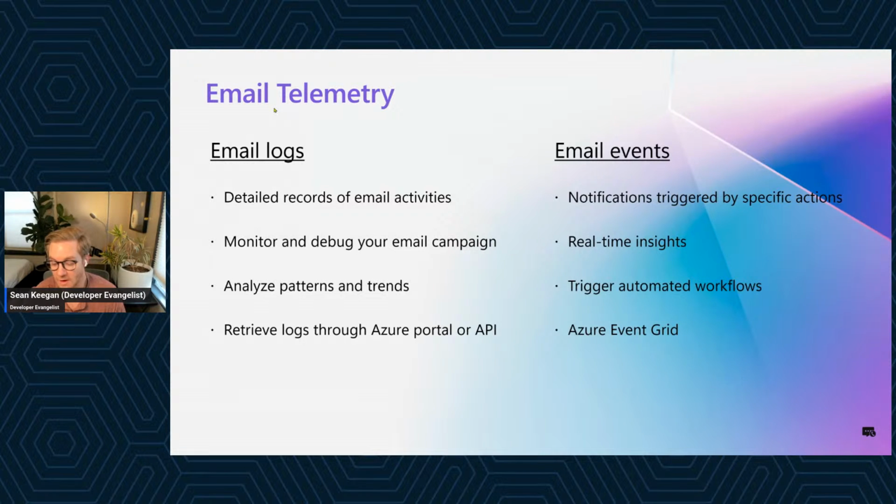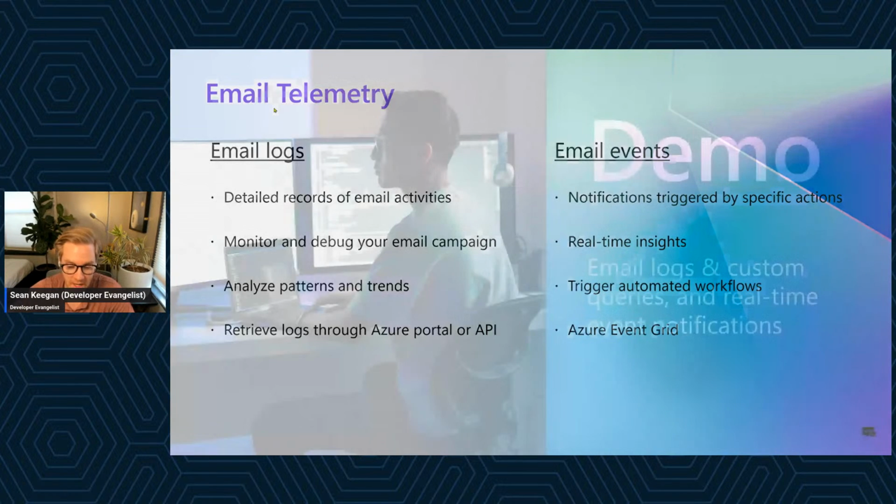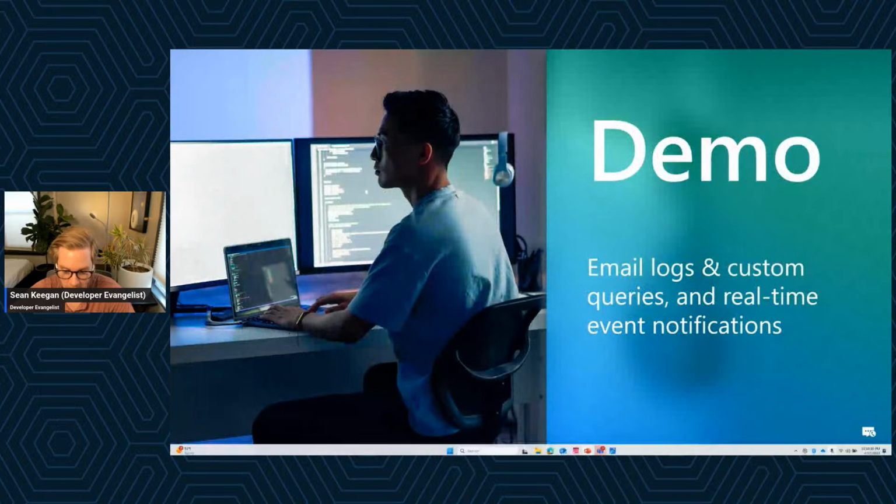And then events, on the other hand, are notifications that are triggered by specific actions. So for example, an email was marked spam, and you want something to happen. This is where you can use email events and trigger these automated workflows. So with that, let's go ahead and jump into the demo.